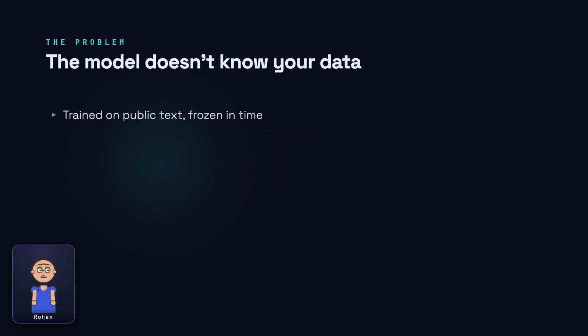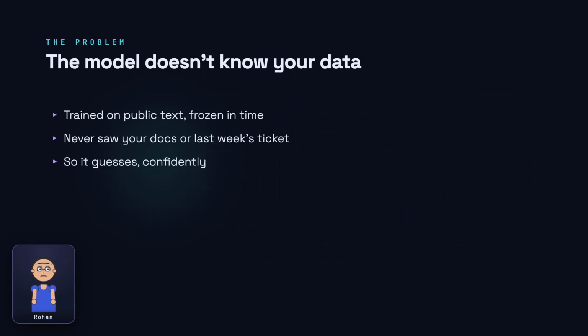A large language model only knows what it saw during training. It has never read your internal wiki, your product docs, or yesterday's support ticket. Ask it about those, and it fills the gap with a plausible-sounding guess. That guess is called a hallucination, and it's the core problem RAG exists to fix.